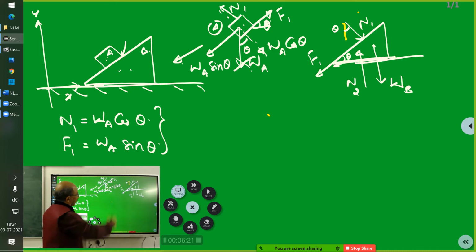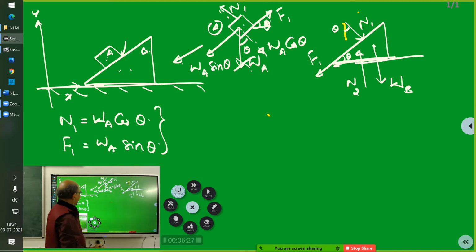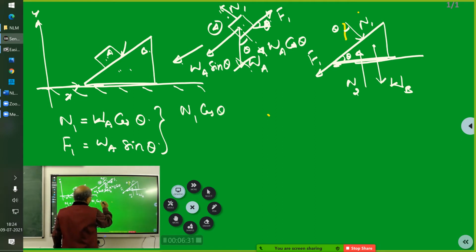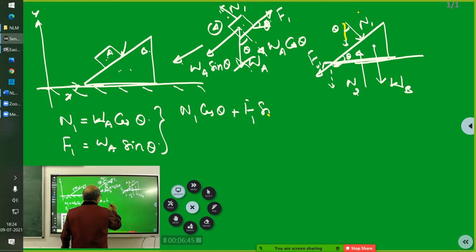So now what are all the vertical components? You can see there is N1 acting like this, and if you take the vertical component of N1, then N1 cos theta will be in this direction, correct? And this F is also there. This F will also have an angle in this direction, but this angle is theta. So F1 sin theta will also be down.